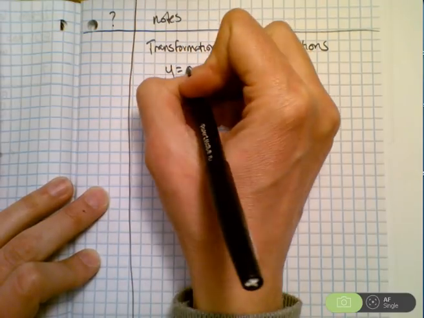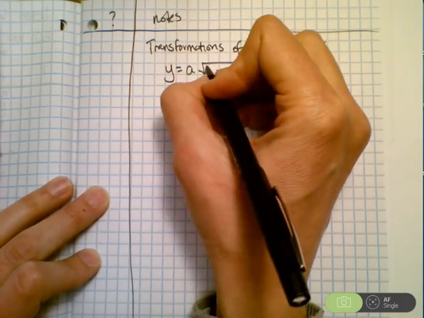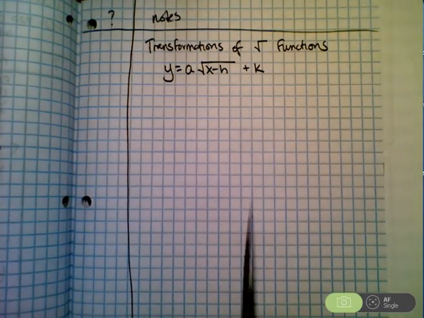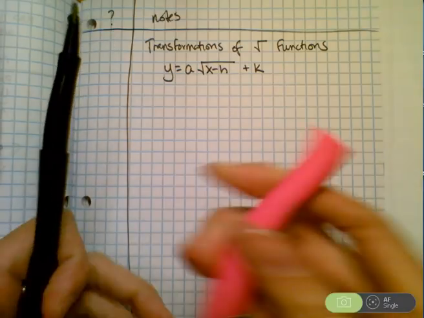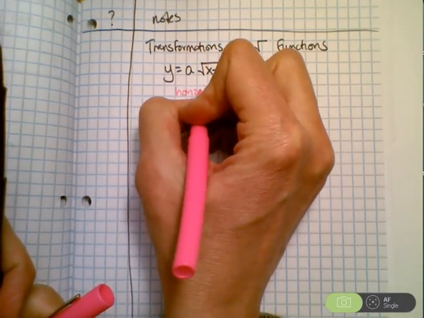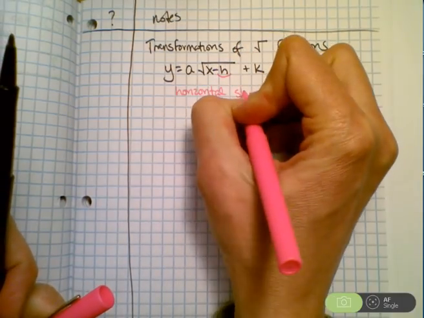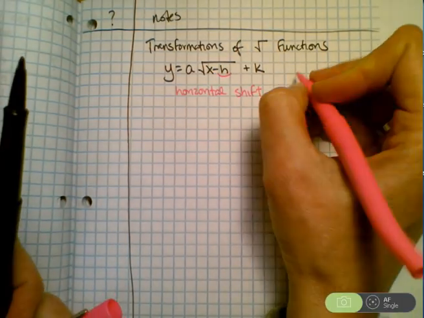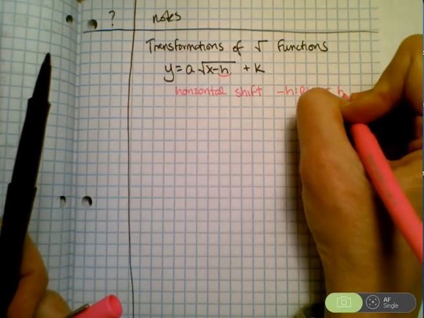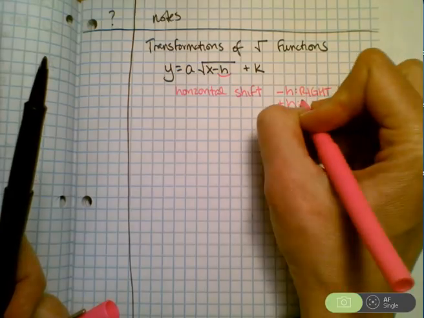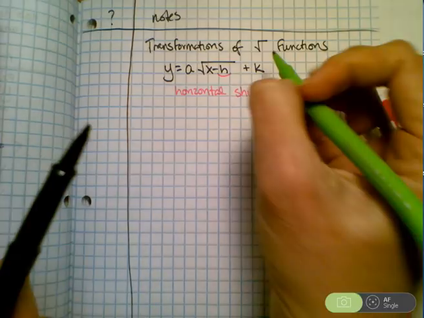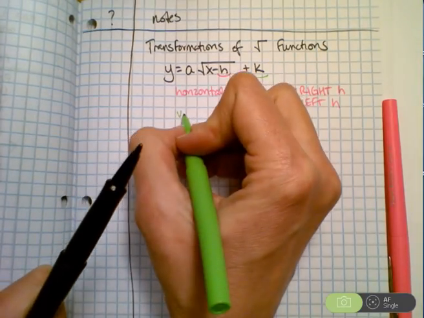The general form is going to be y equals the square root of x minus h, plus k. And as I said before, all of these are going to work the same way we're used to. So h is going to be a horizontal shift. And if it's minus h, it moves right h units. If it's plus h, it moves left h units. K is going to be a vertical shift.